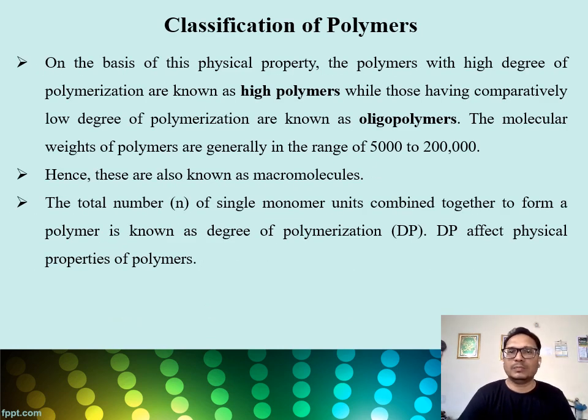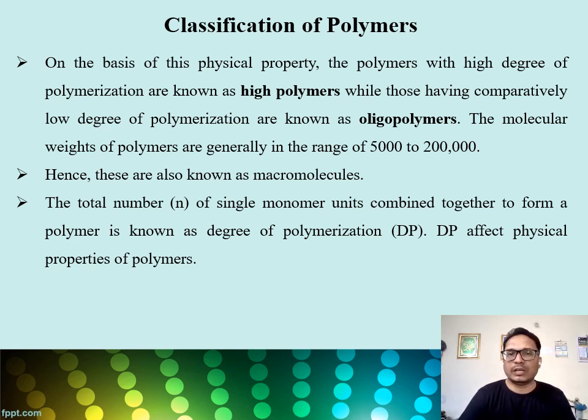We can classify these polymers in a number of ways. Depending on its physical properties, the polymers with a high degree of polymerization are known as high polymers, while those having comparatively low degree of polymerization are known as oligopolymers. The molecular weights of polymers are generally in the range of 5,000 to 2 lakhs approximately. Hence, these polymers are also known as macromolecules.